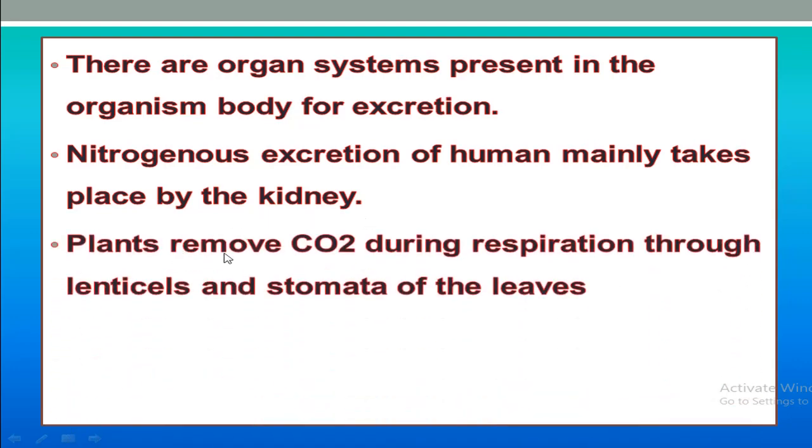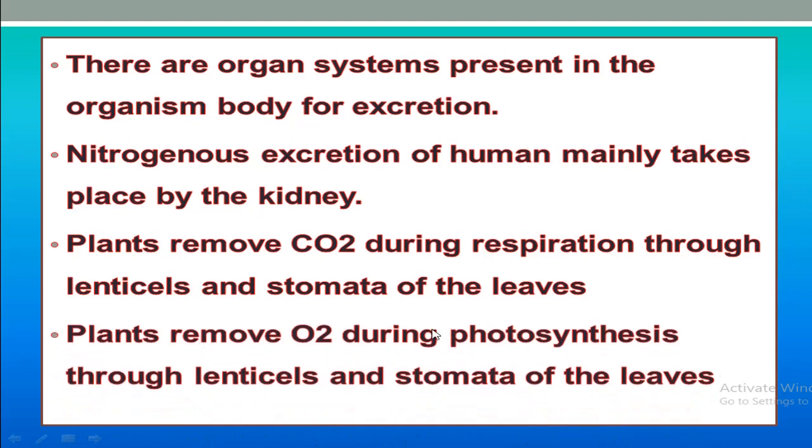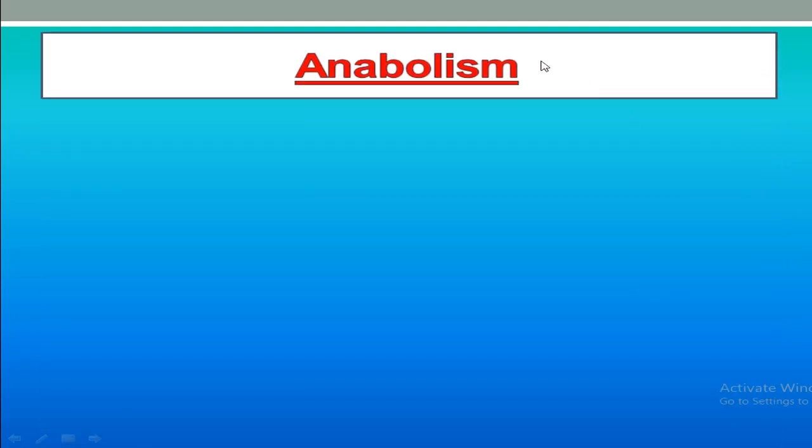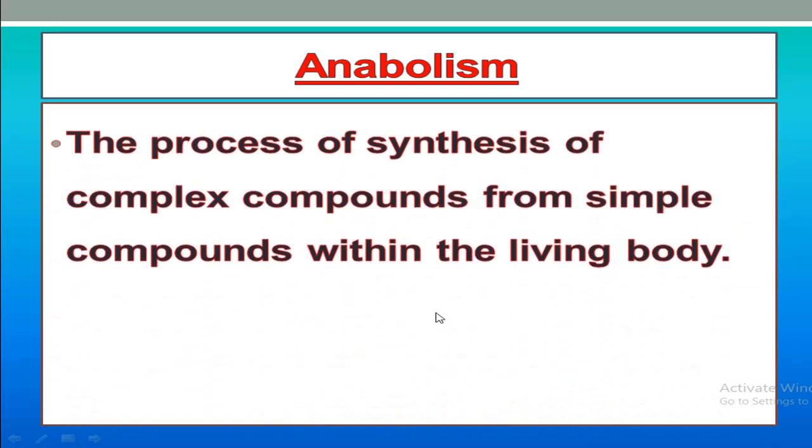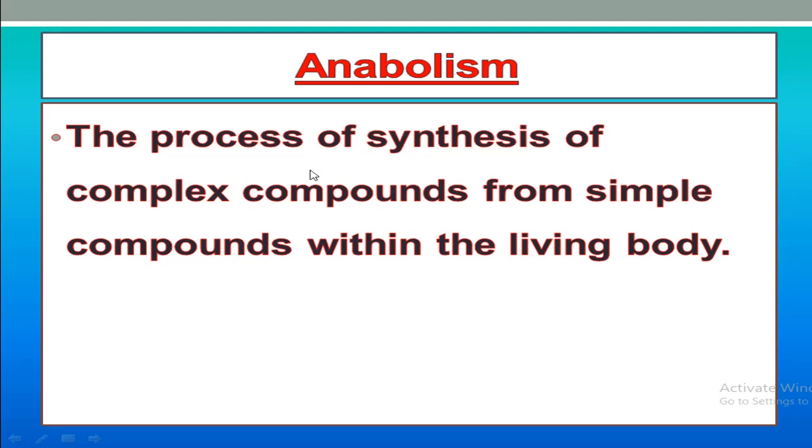Right. Plants remove carbon dioxide during respiration through the lenticels and stomata of the leaves. Plants remove oxygen during photosynthesis through the lenticels and stomata of the leaves. These two processes occur through the lenticels and stomata. Right. Then we will go to our next topic, anabolism. What is anabolism? Anabolism means the process of synthesis of complex compounds from simple compounds within the living body.